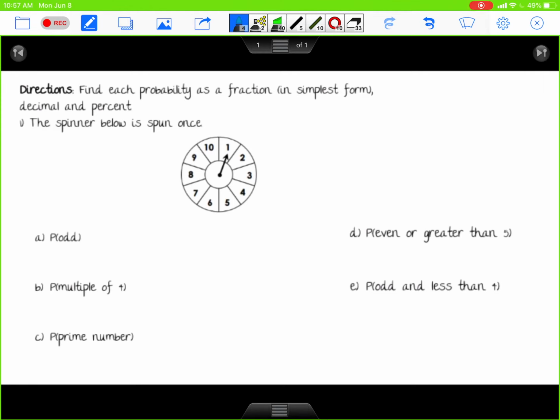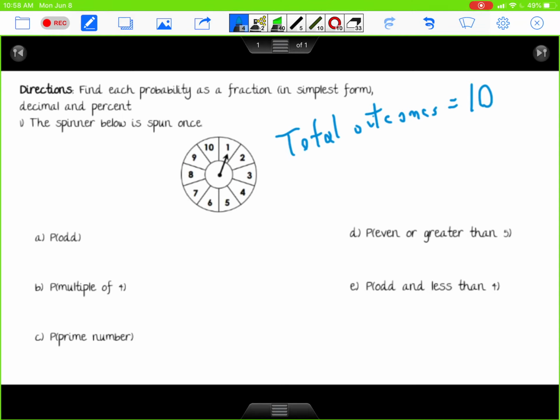First problem. The spinner below is spun one time. We had this problem yesterday, I think. It's the spinner again. We have numbers 1 through 10 on it. What I like to do when I'm working with probability is just to get the total amount of things right off the bat, because I know that for these problems I need the total for every single problem. So if you count all the numbers there, you see that your total outcomes is equal to 10. There's 10 numbers you can get.